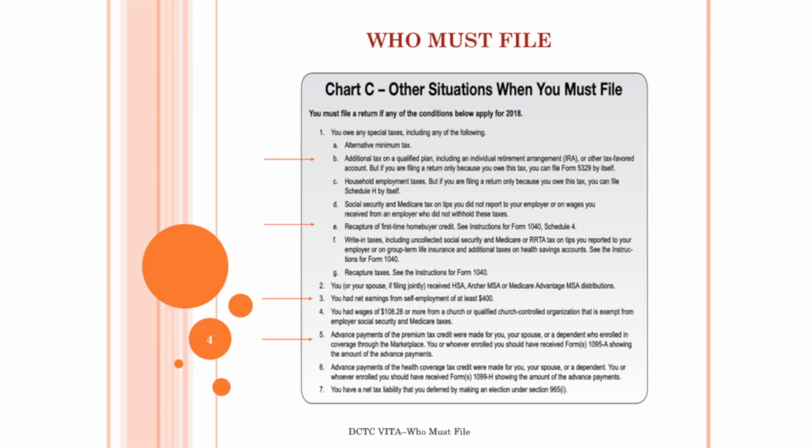You must file a tax return if your net earnings from self-employment were at least $400. And number 5, if you received any advance payments of premium tax credits on your behalf, on behalf of your spouse, or a dependent who was enrolled through the marketplace.